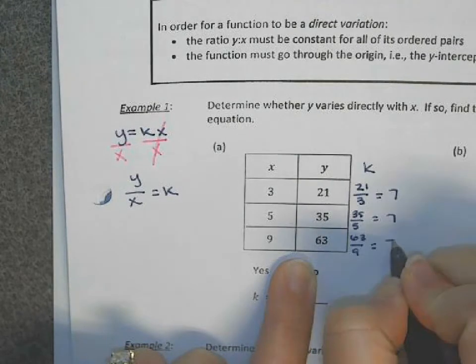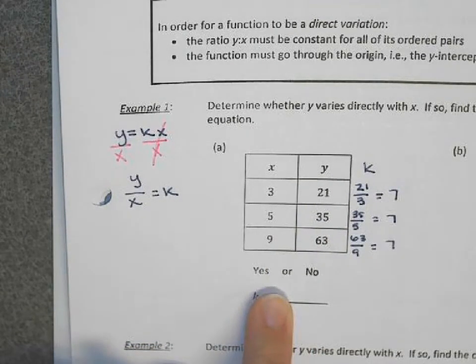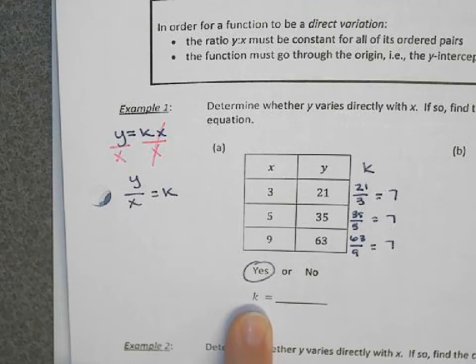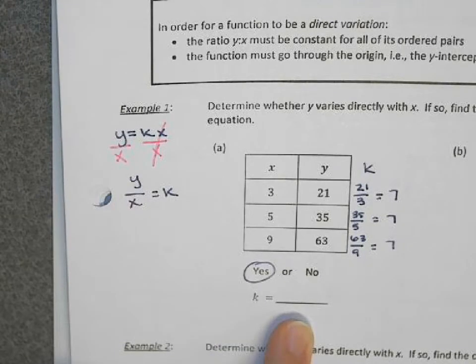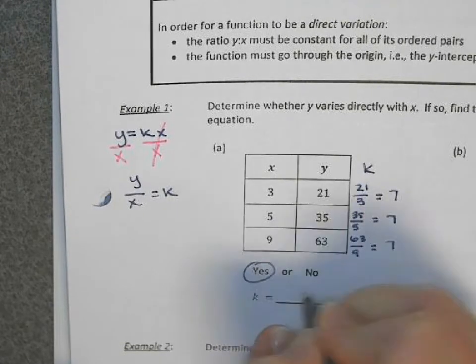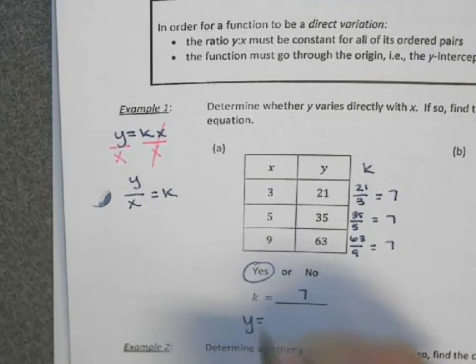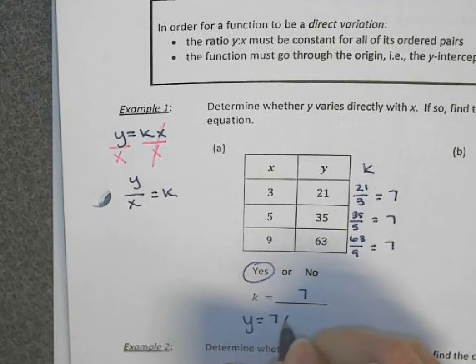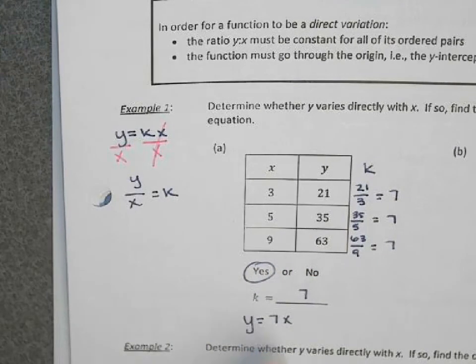7. So is this a direct variation? Is your k always the same? And if it is, you can answer yes. What's your k value? What did we find your k value to be? If I had to write an equation, how would I write the equation? Y equals what? 7x. Y equals 7x. Y equals kx. You're just going to fill in that k value as 7.